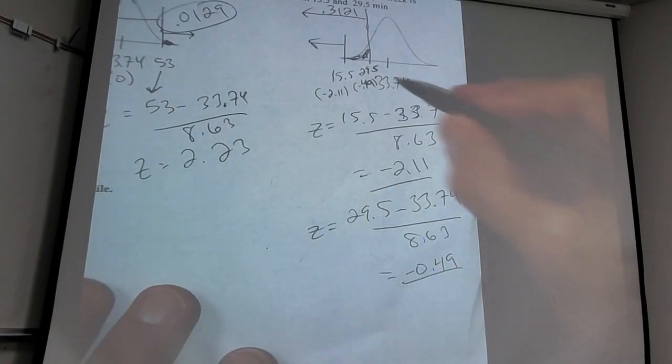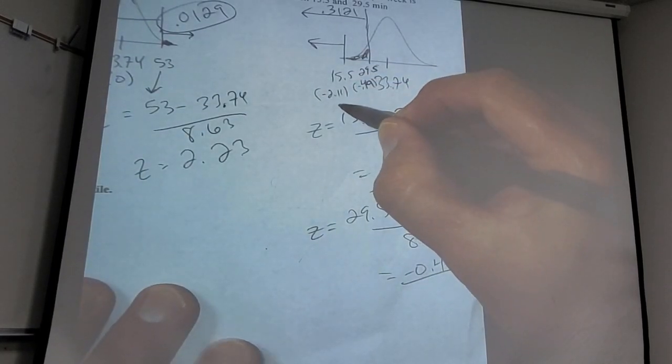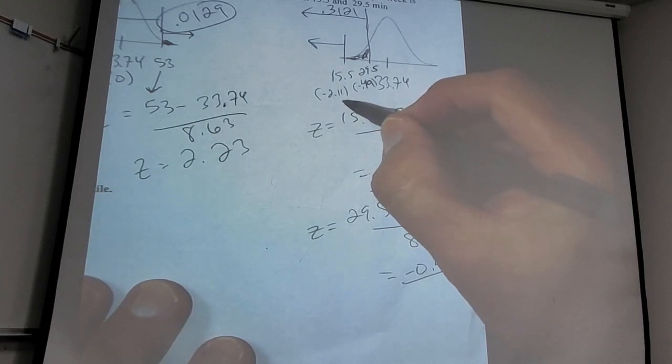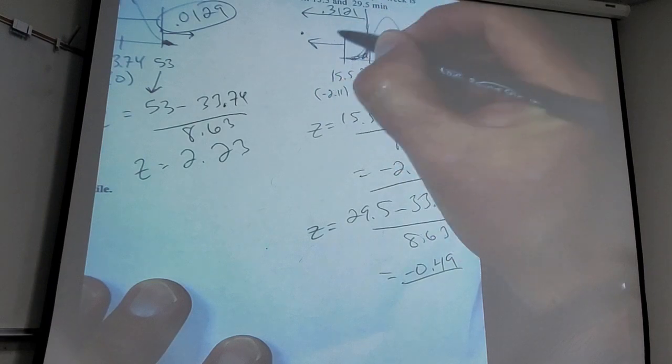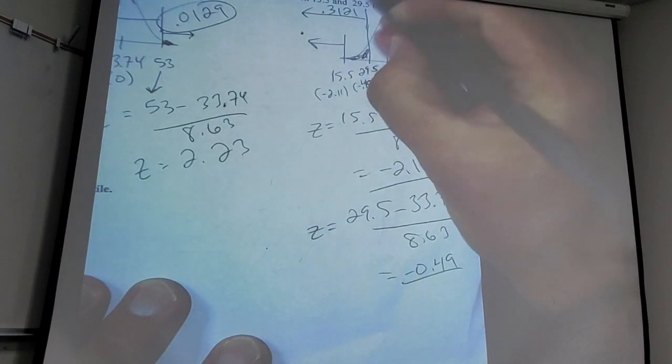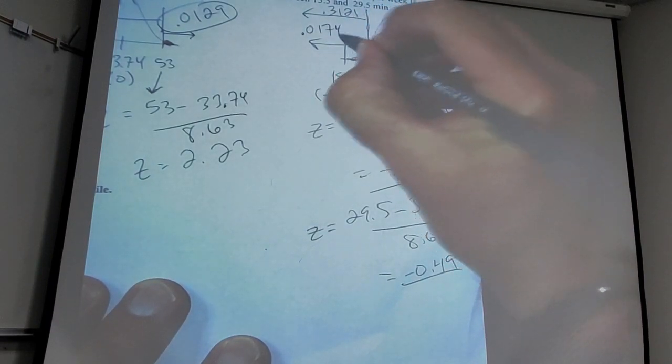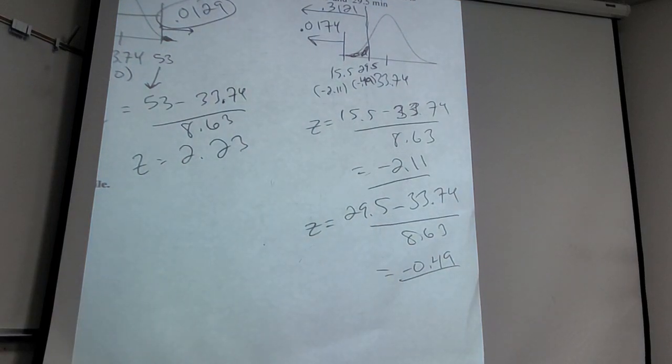Somebody else tell me if you look up negative 2.11. Where did you get? Okay, 0.0174. And then you just have to subtract those two, right? It's just kind of nice. If you give yourself that picture, it becomes a more physical problem.